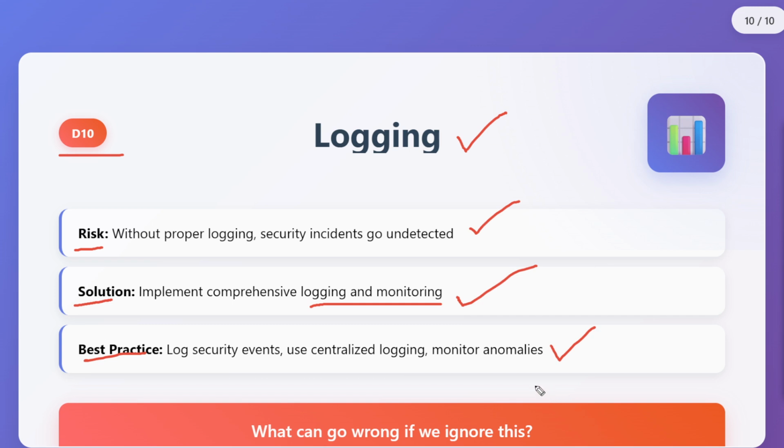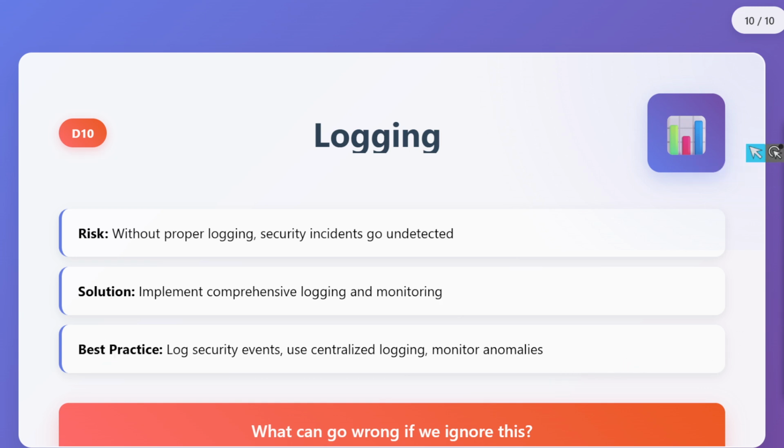And what can go wrong if we ignore logging is that without these logs you obviously lose visibility into what is happening, who is accessing, and what is going wrong. Breaches go unnoticed, troubleshooting becomes guesswork, you need to guess what is happening, and compliance audits become very tough, even impossible, if we don't maintain a logging mechanism.